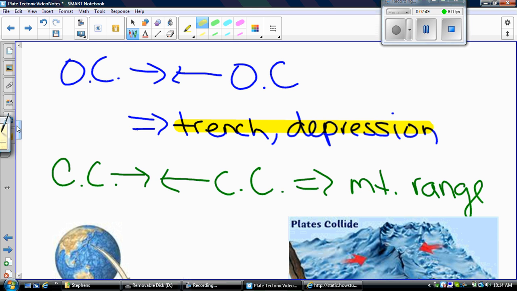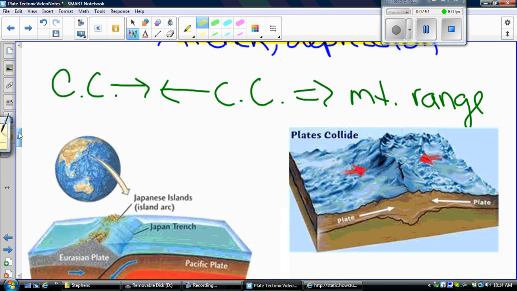Now, when you have a continental and continental plate, oh, here's my picture for the oceanic, right there. There's your trench. Okay, when a continental plate hits another continental plate, we just have mountain ranges forming. This is how our Himalaya mountain range formed. When that plate collided with Europe, they were both continental plates, they created the Himalaya mountain ranges. So that's what this is showing you right here.